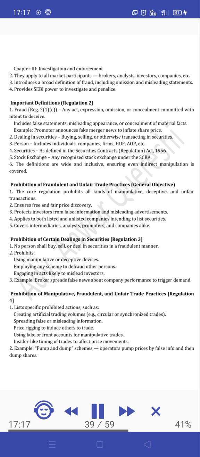Prohibition of manipulative, fraudulent, and unfair trade practices, Regulation 4.1. Lists specific prohibited actions, such as creating artificial trading volumes, e.g. circular or synchronized trades, spreading false or misleading information, price rigging to induce others to trade, using fake or front accounts for manipulative trades, insider-like timing of trades to affect price movements. 2. Example: pump and dump schemes. Operators pump prices by false info and then dump shares.